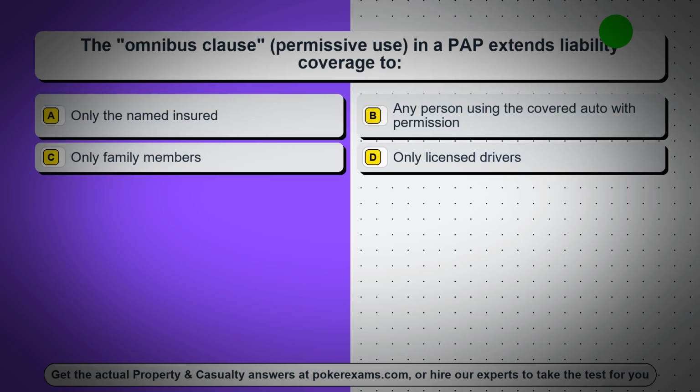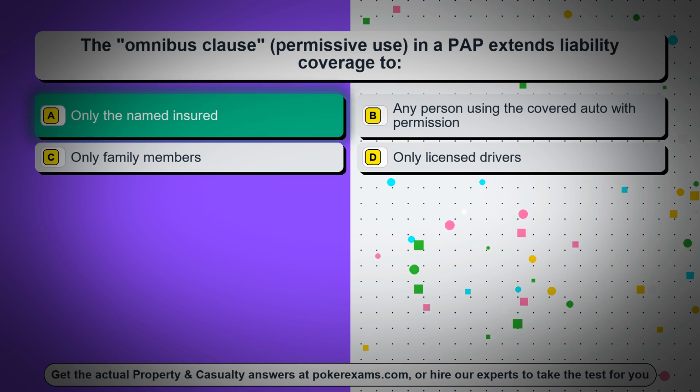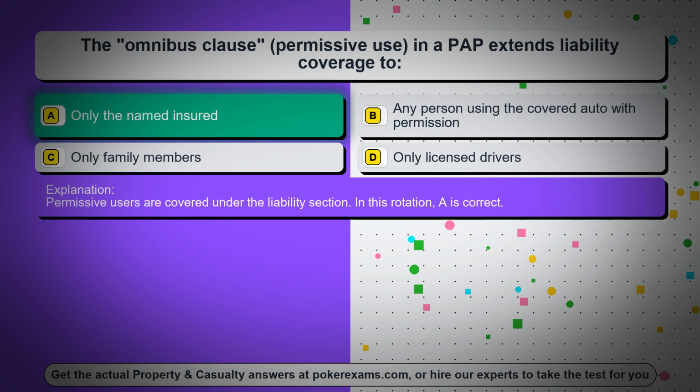Question 89. The omnibus clause, permissive use, in a PAP extends liability coverage to option A, only the named insured, option B, any person using the covered auto with permission, option C, only family members, option D, only licensed drivers. The correct answer is option A, only the named insured. Permissive users are covered under the liability section. In this rotation, A is correct.